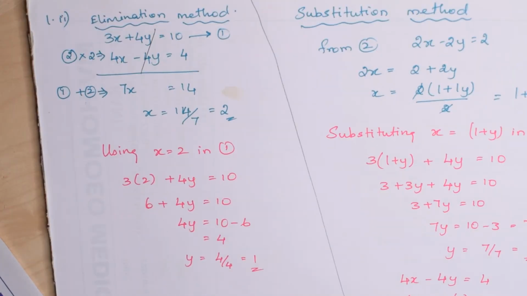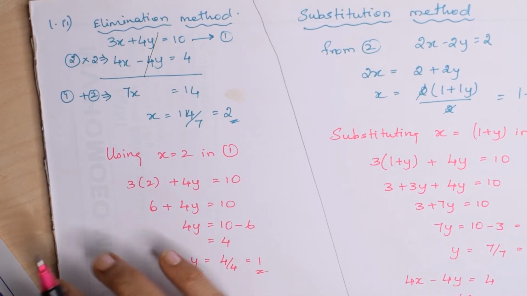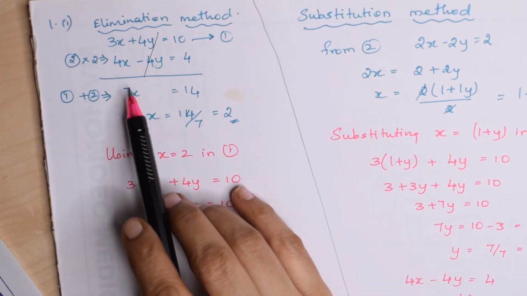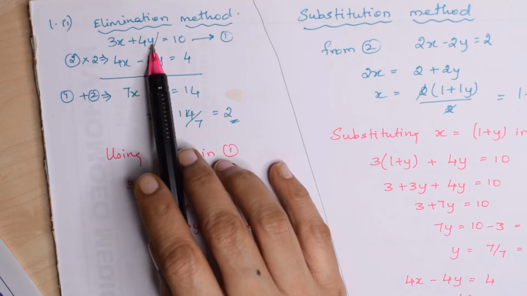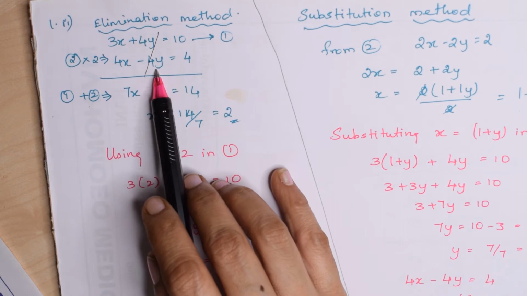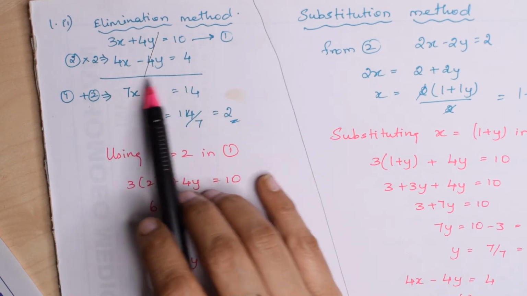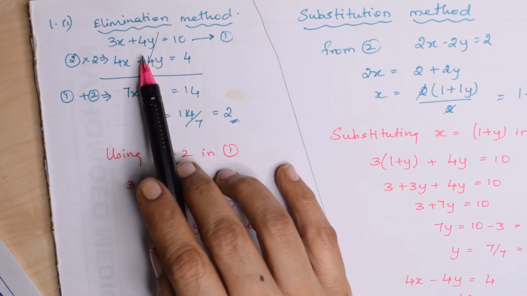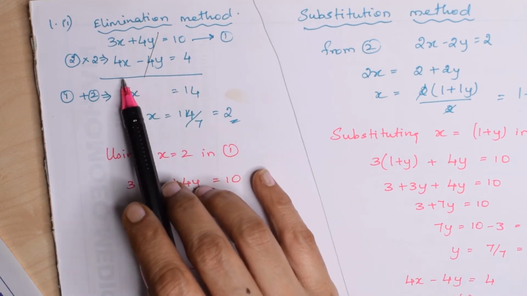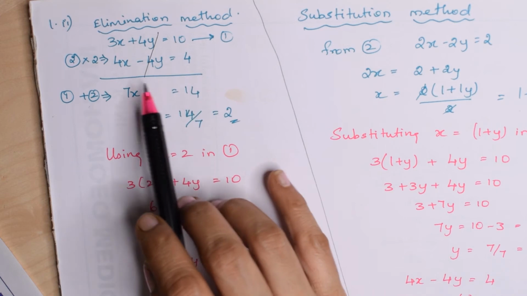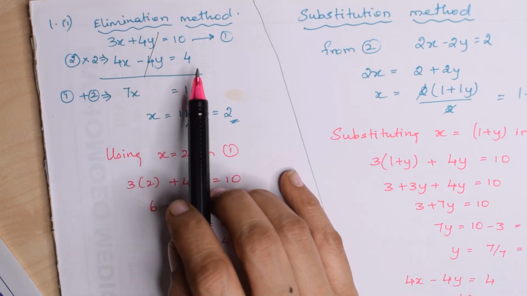The second sum, 3x plus 4y is equal to 10. This is the first equation. The second equation, again I have multiplied it directly with 2. Before even writing, I saw that this is 2, and I multiplied the whole equation with 2, so that it equates the y part. So I have written directly like that. For 2x minus 2y is equal to 2 becomes 4x minus 4y is equal to 4.